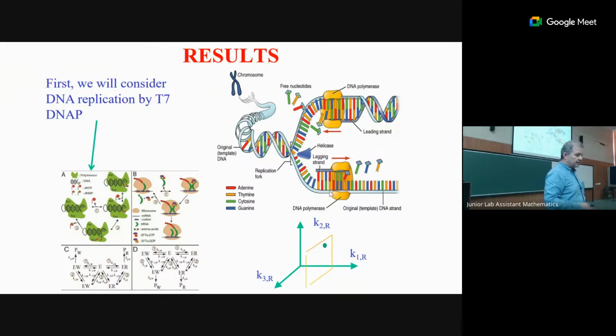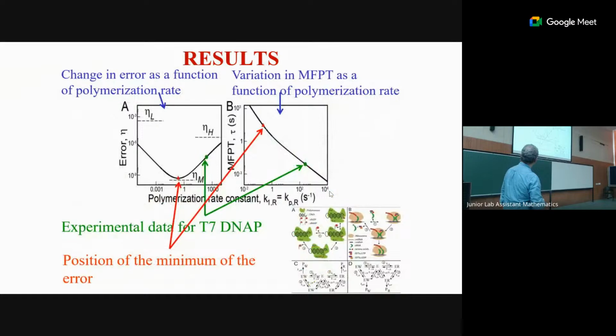many rates. So to understand how it works, you can keep all the parameters and vary one of the rates. That's what this schematically shows. Suppose I keep everything else and vary one of the rates just to see how the system is optimal. And you can do it, so this is the error as a function of one of the rates called the polymerization rate. This is mean first passage time here. And again, the red points correspond to this minimal time, minimum error, and the same is here.